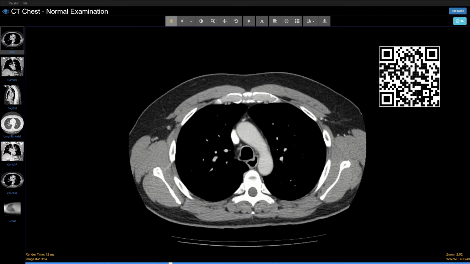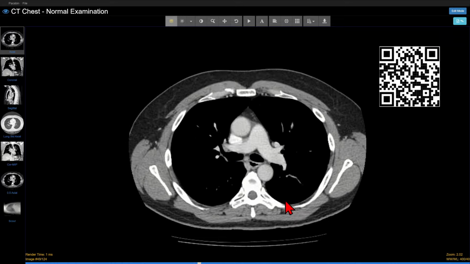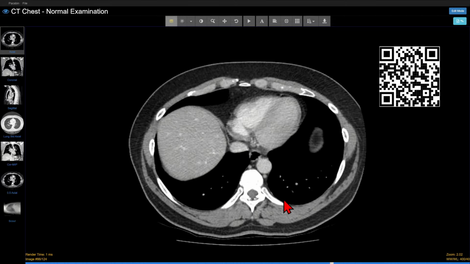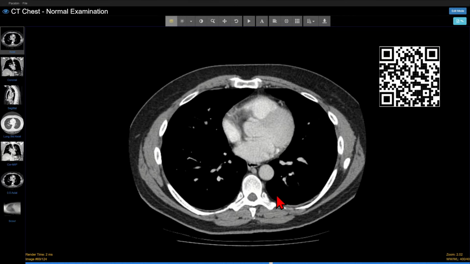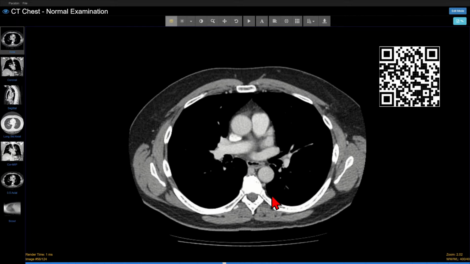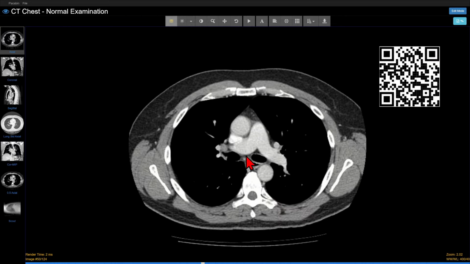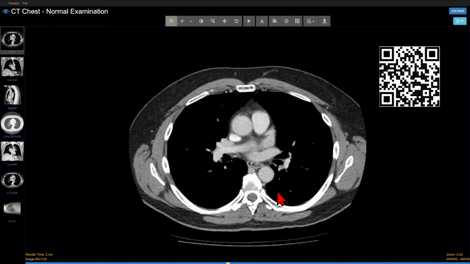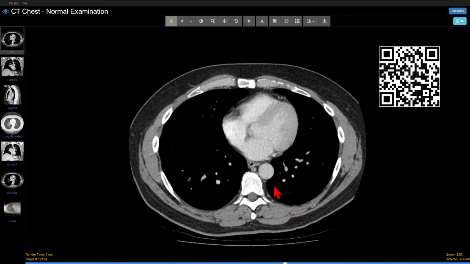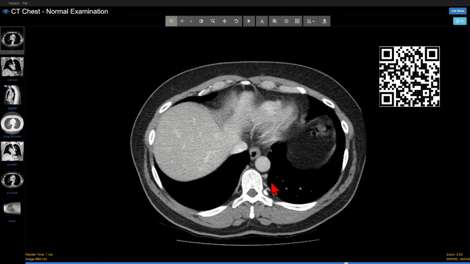All right, so let's get started. So this is a CT scan of the chest. And again, if you'd like to follow along, you can open up the case via QR code or the link in the description. So this CT scan of the chest was performed with IV contrast with a routine protocol.